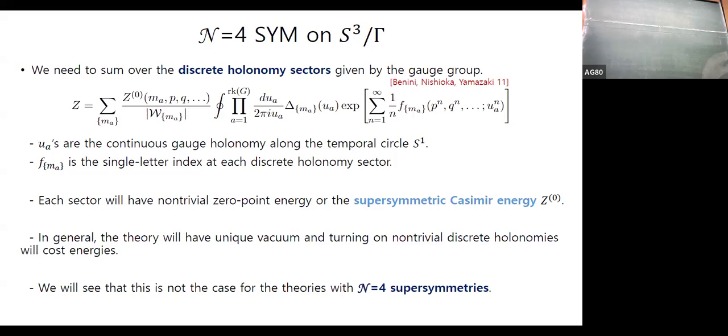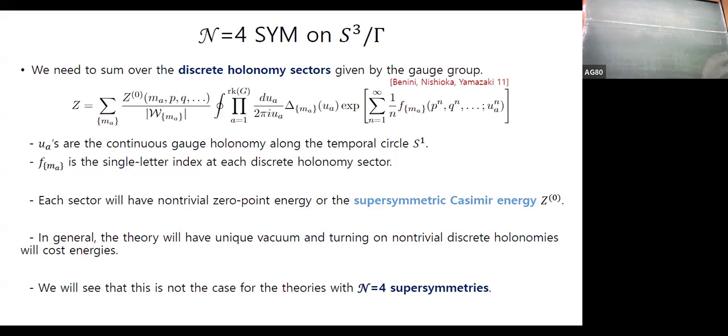So if you don't introduce any gauge holonomies for SU(N), this will be just N factorial. And delta N alpha is the Van der Waals measure for the unbroken SU. Right, you're right.